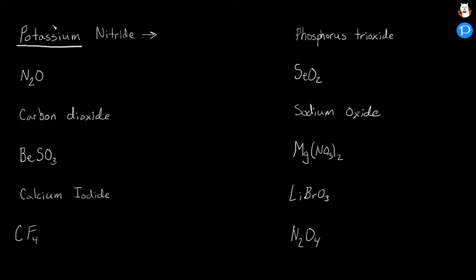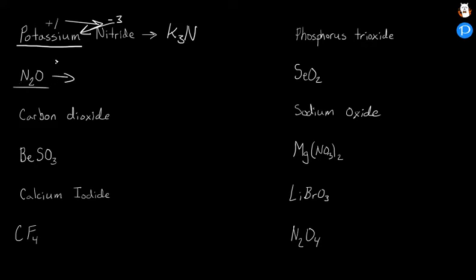Potassium is a +1 charge, and nitrogen is a -3 charge. So I'm going to need 3 potassiums for every 1 nitrogen. So K3N is what you should get for that one.